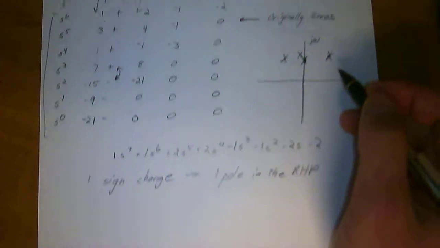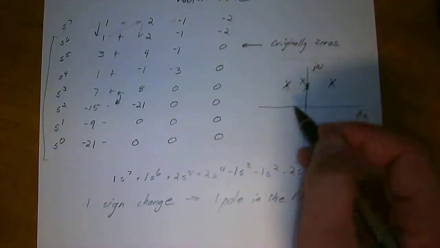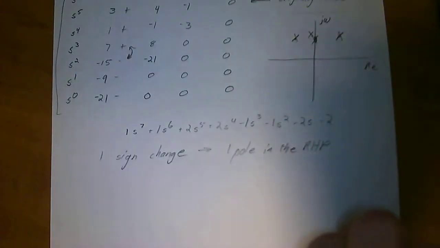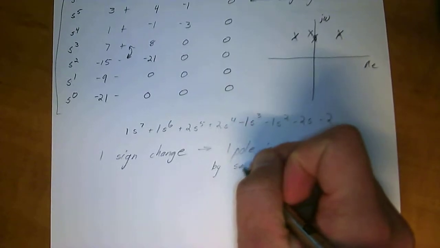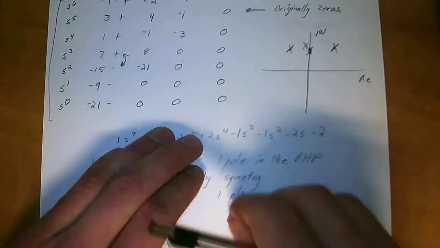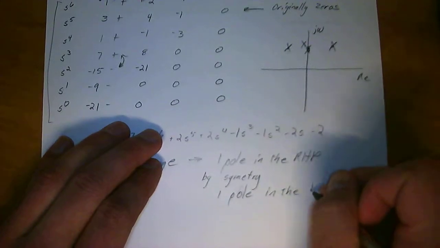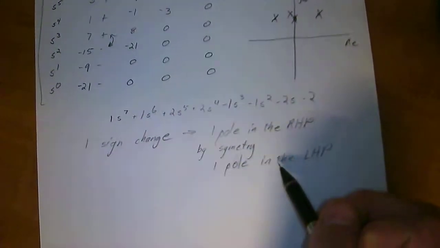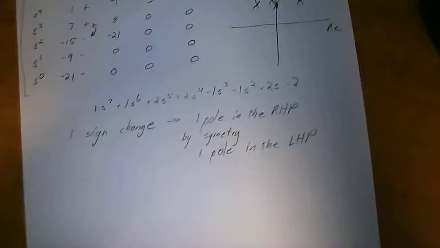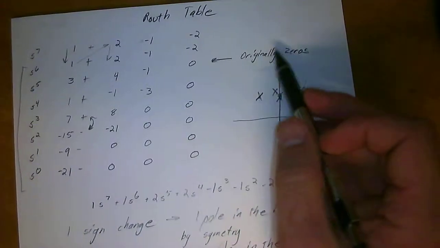But we've got one pole in the right half plane, and since we have this row of zeros and this even polynomial, you have to be symmetric about the j omega axis. So since we have a pole in the right half plane, by symmetry we have one pole in the left half plane. Can you guys even see this? Focus is a little out of whack. There you go, that's probably a little better. So one pole in the left half plane due to symmetry, which would be this guy right here.